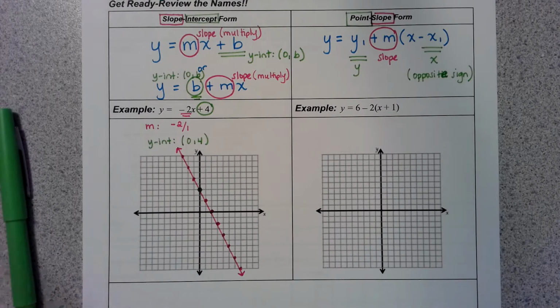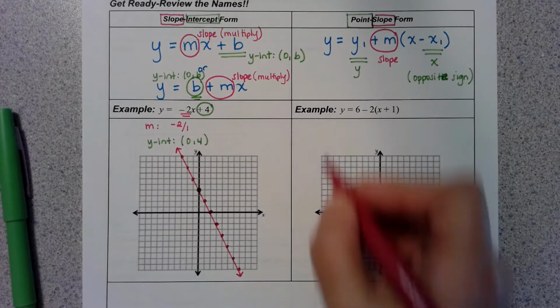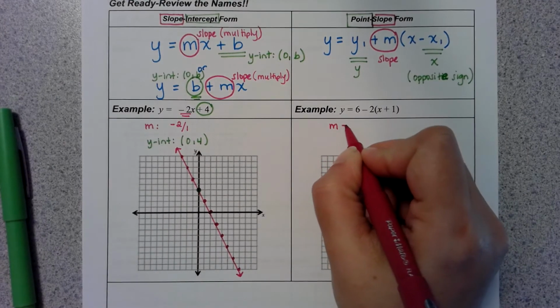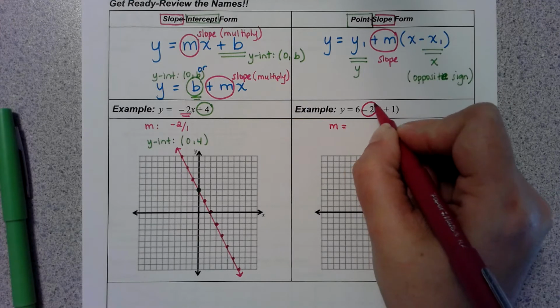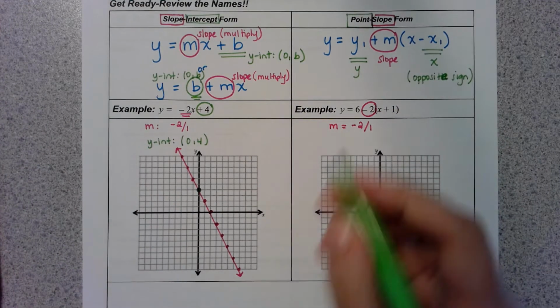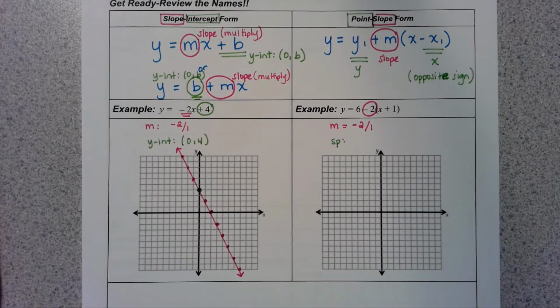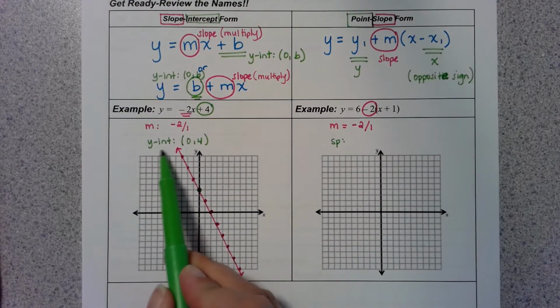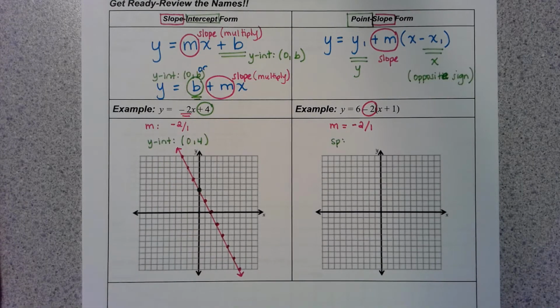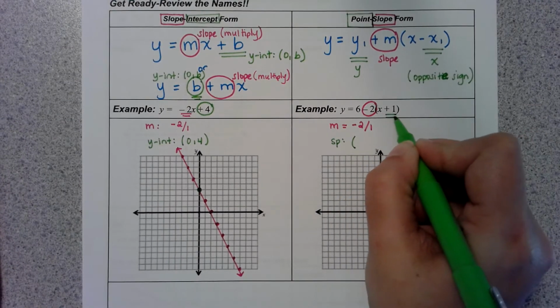So from this equation, and again, we're not going to tell you what to write down, but I would suggest writing this down. You can figure out your slope, so your m, which would be -2/1, and you can figure out your starting point, which I'm going to call SP for starting point. You'll notice I'm not calling it the y-intercept because it's not going to be on the y-axis. It's going to be a random point on the graph. The starting point would be -1.